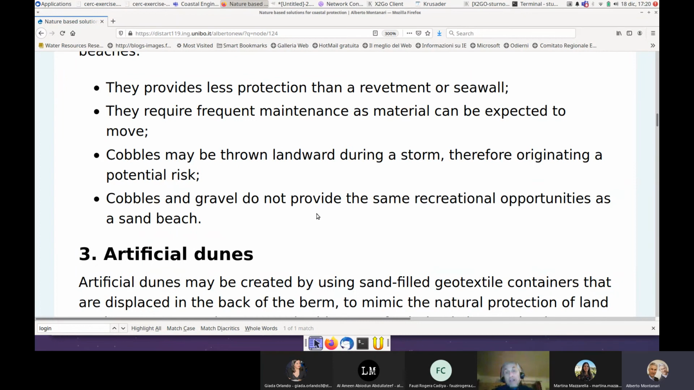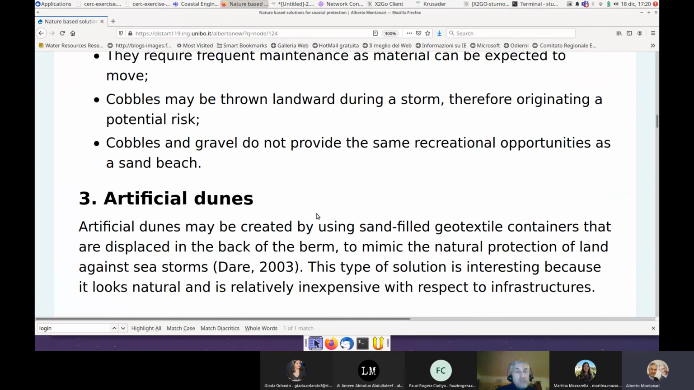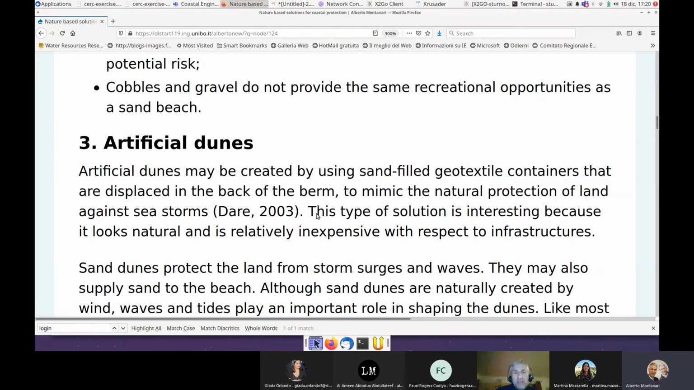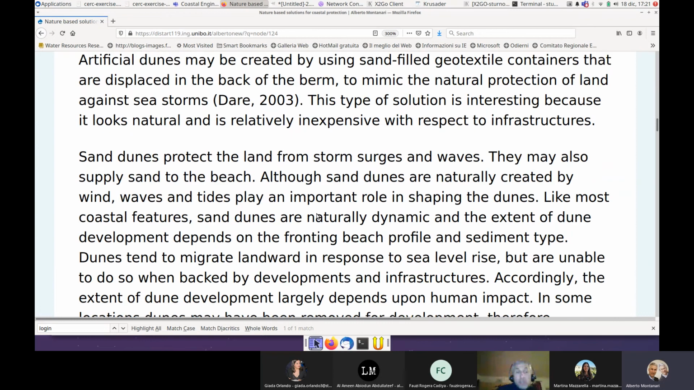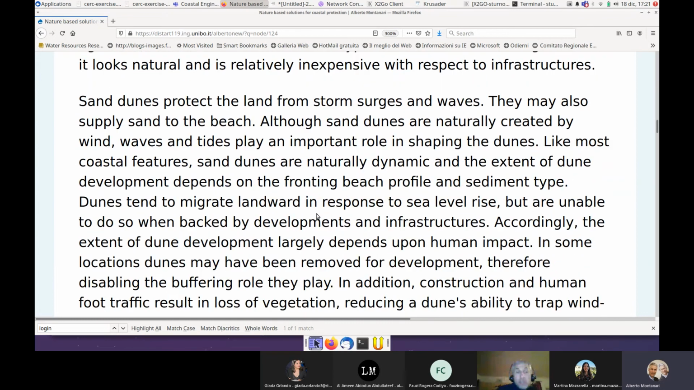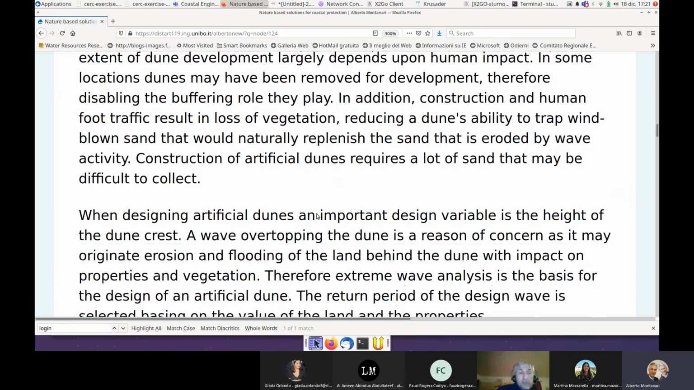Second example of intervention, artificial dunes. These may be created by using sand-filled bags, like geotextile bags, and they have the same function as a dune. So they protect the land from storm surges and waves and from the spray. And they may also supply sand to the beach. So they are very frequently used, with some pros and cons.